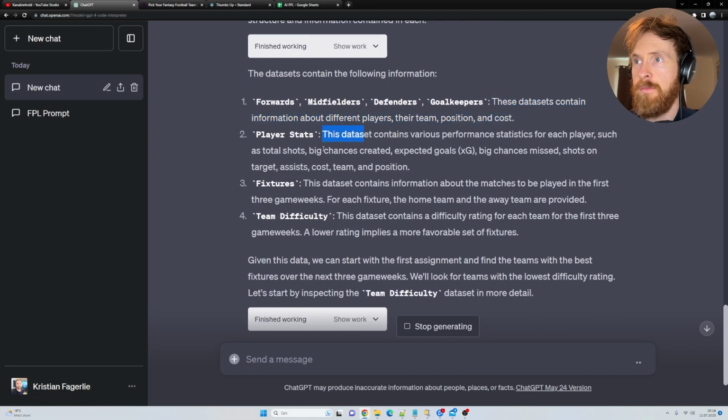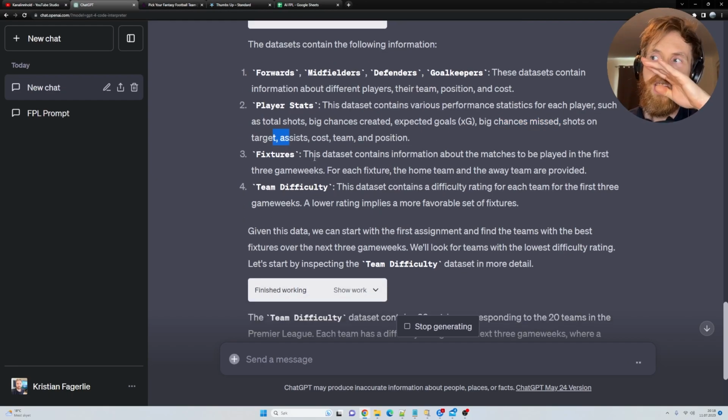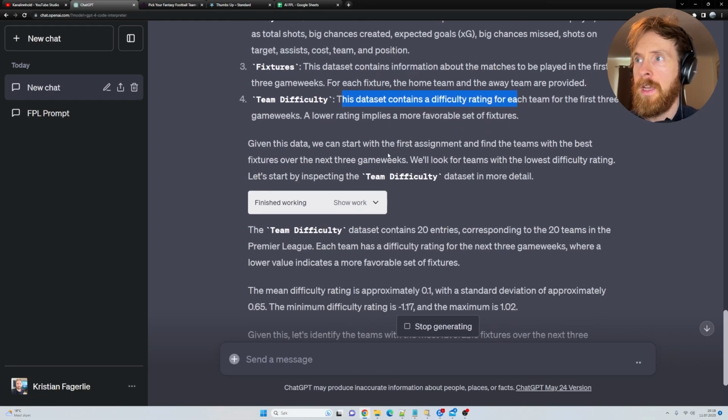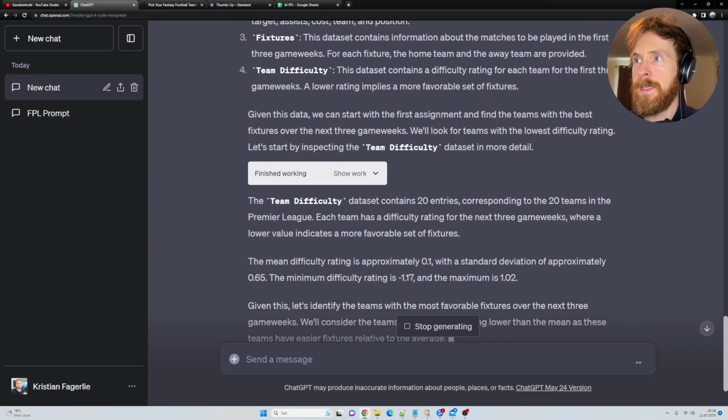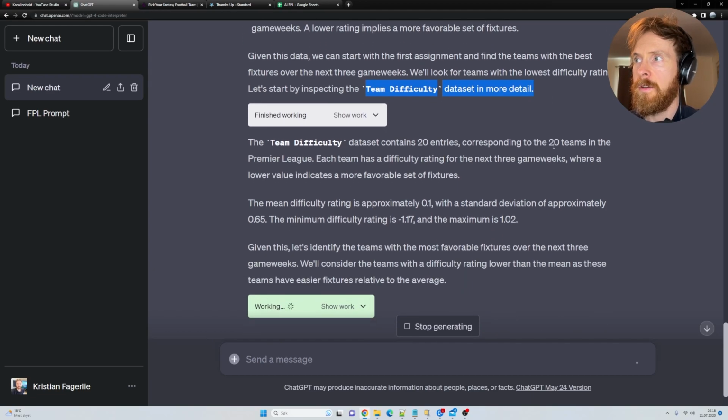Player stats, we have big chances created, XG, big chances missed, shots on target, right? We have fixtures, we have team difficulty. And yeah, let's start by inspecting the team difficulty dataset in more detail. Okay, so we can see the minimum is 17, the maximum is okay.